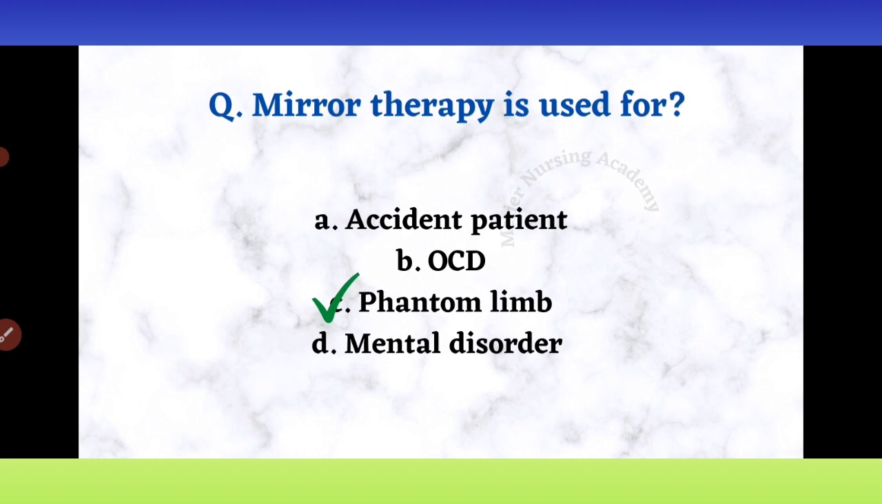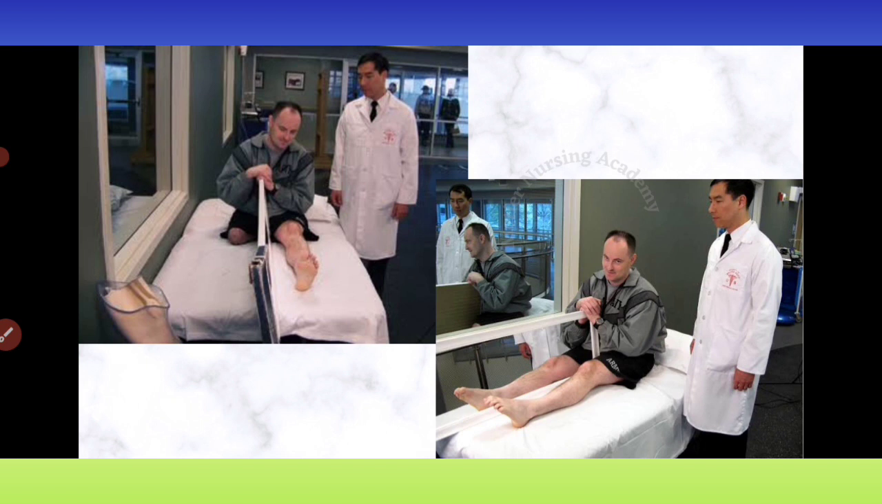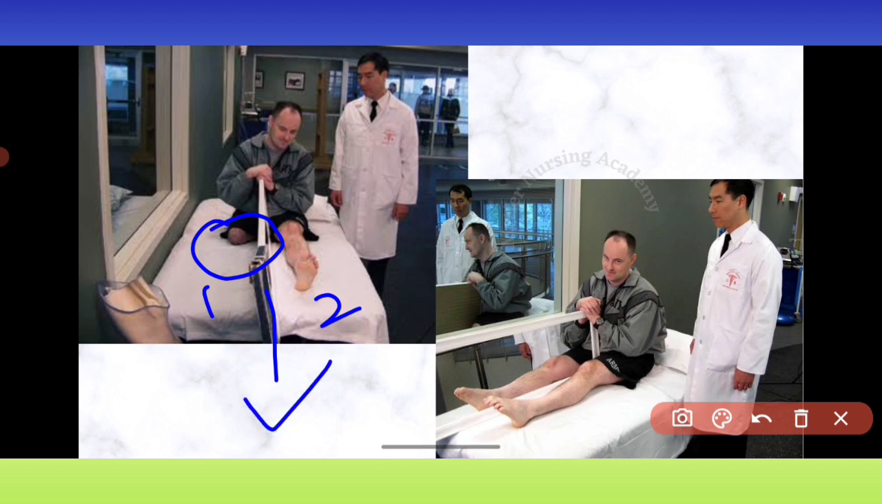Mirror therapy is used for what? Phantom limb. What is phantom limb? Amputated limb. In this image, you can see very clearly the person is having an amputated limb. And in the center of the two legs, this is the first leg and this is the second leg. In the center of the two legs, here you can see the mirror, and the person is looking into the mirror. When he looks into the mirror, he can see the image like this.